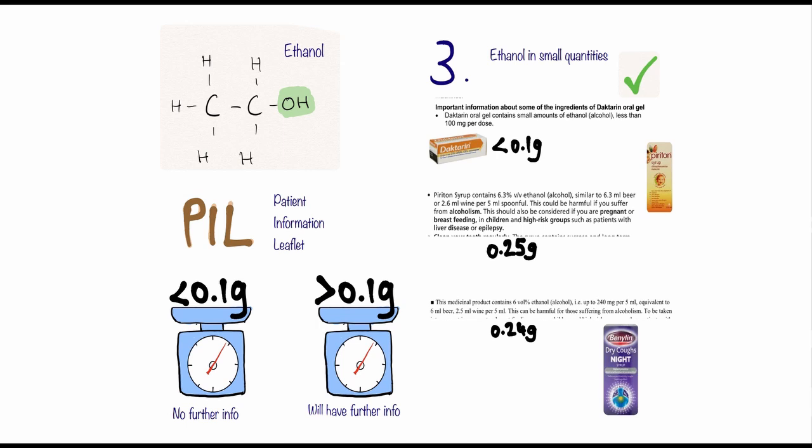Scenario 3. Medicines that contain minute amounts of alcohol are allowed. For example, less than 0.1 grams, as this is a very small quantity and will not cause any changes to the state of mind. Examples include Dacchar and oral gel. Some medicines have slightly more ethanol, like the following. Piriton has 0.25 grams of ethanol per dose, and Benylin dry cough night has 0.24 grams per dose. These are still very small amounts of ethanol and will not lead to intoxication. If you do not feel comfortable taking these, there are generic versions we have come across which contain even less ethanol than the ones mentioned.